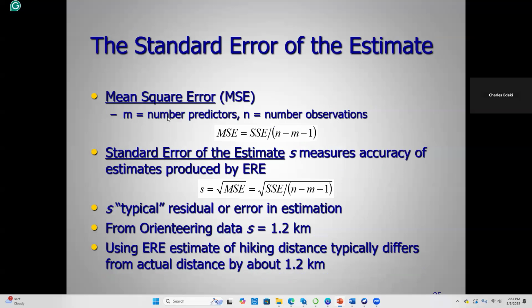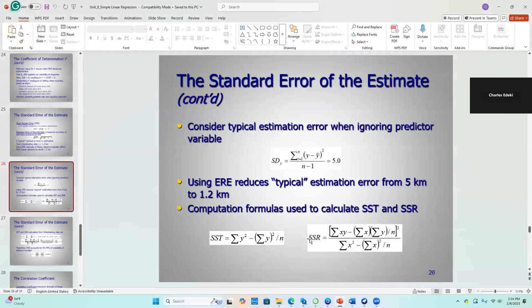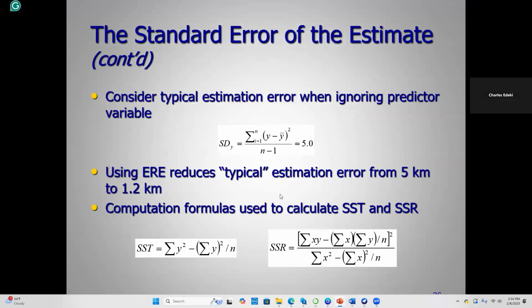We also have the mean square error, SSE divided by n minus m minus 1. M again is the number of predictors you have, and n is the size of the sample or the number of observations. Okay, so here also we have the standard error of the estimate, and the concept is given here.